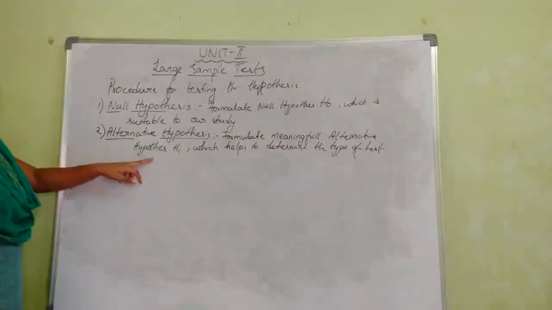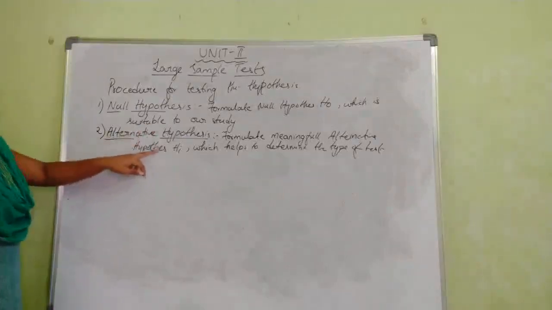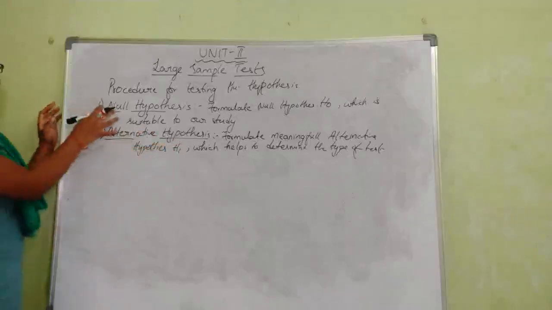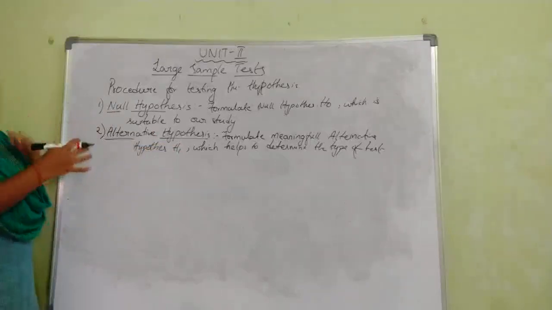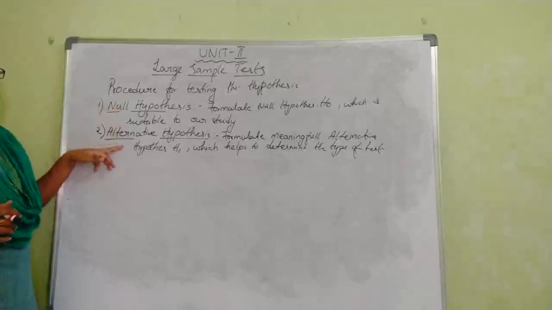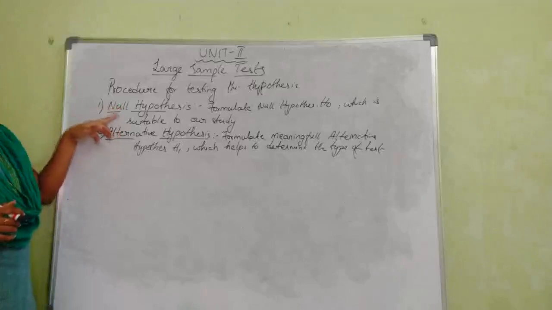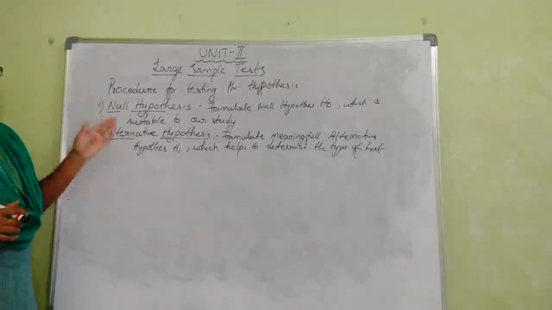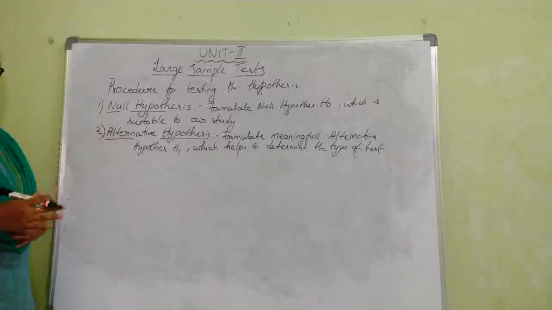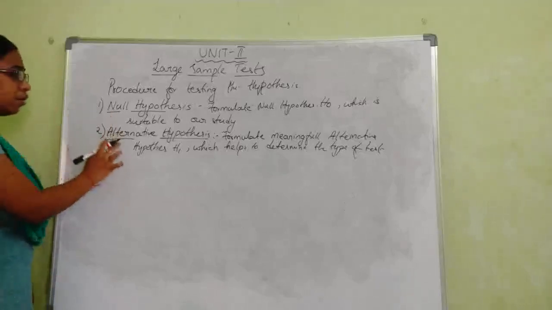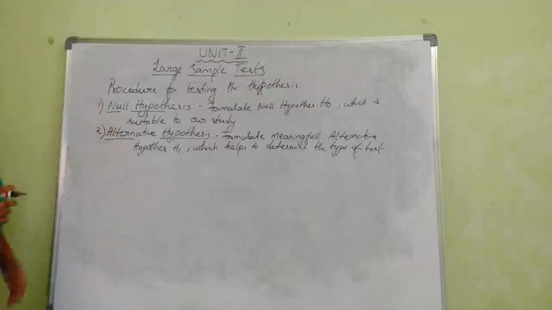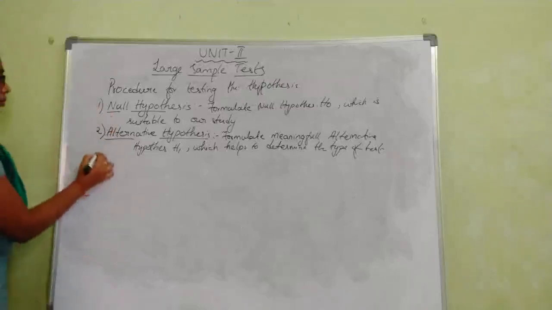So we have to write a meaningful alternative hypothesis H1 against the null hypothesis. If your null hypothesis is there, based on that only we should write the alternative hypothesis. Here we write there is no difference between two students, so here we have to write that there is a difference between two students. So based on that only, as the alternate to the null hypothesis, we have to define our H1.